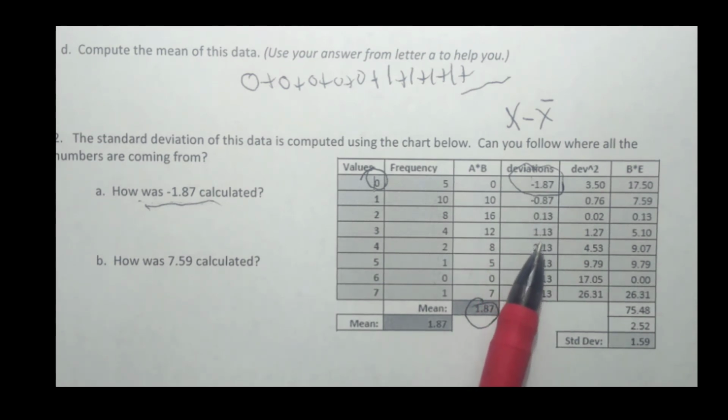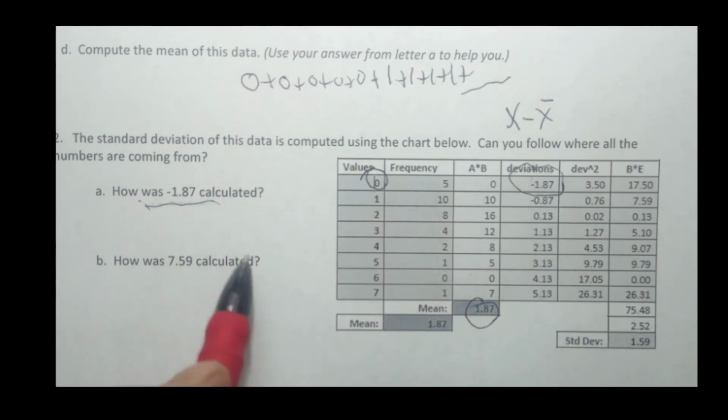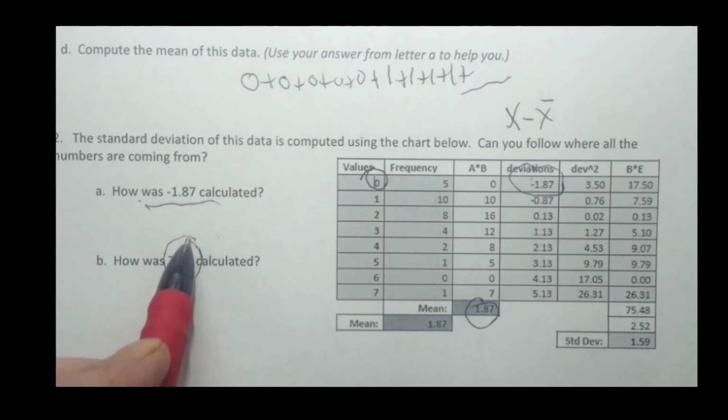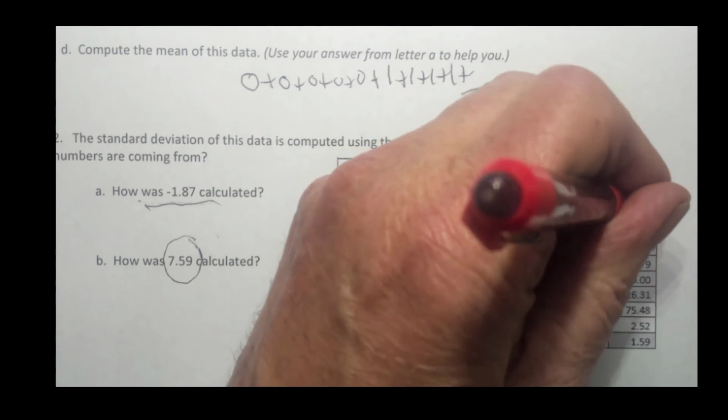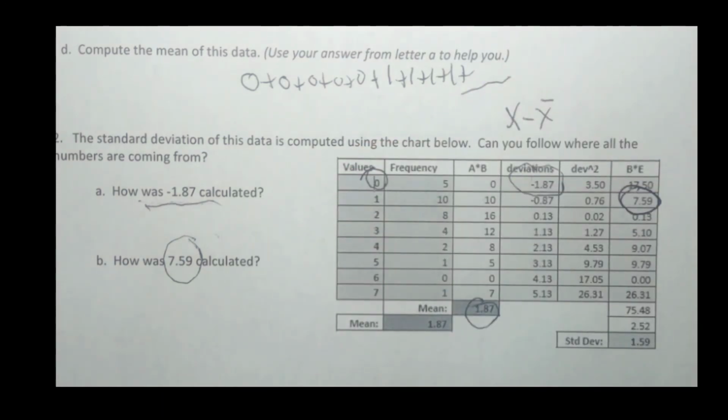They're not accounting for something though here. And what aren't they accounting for? I'll let you think about that. How was 7.59 calculated? Let's find it. It's right here. Circle that. How is that calculated?